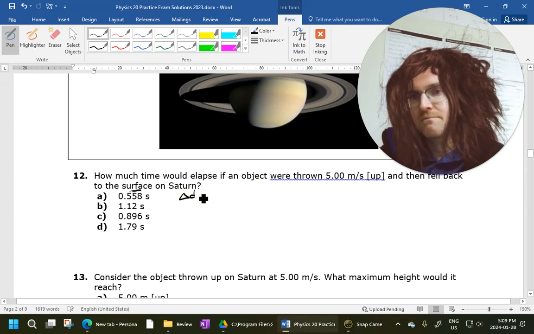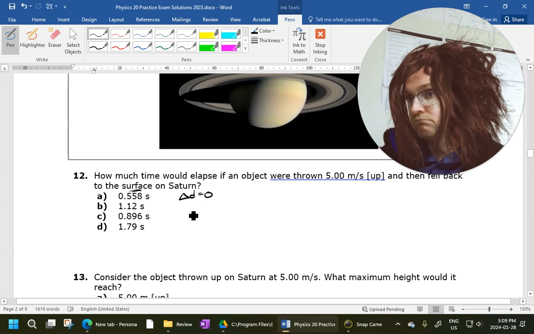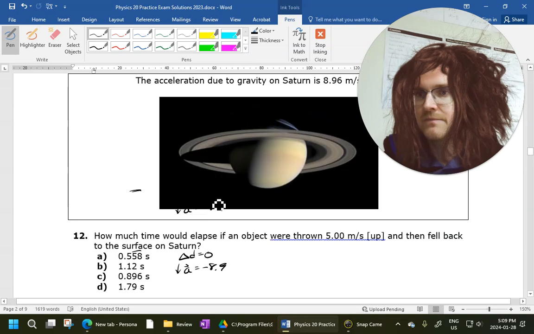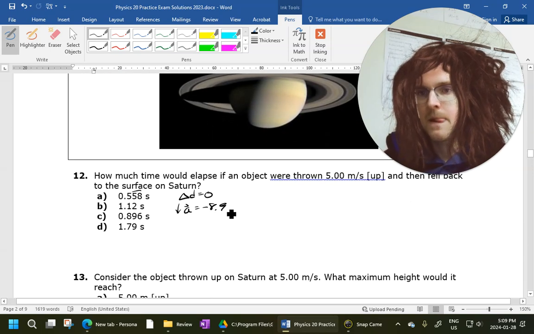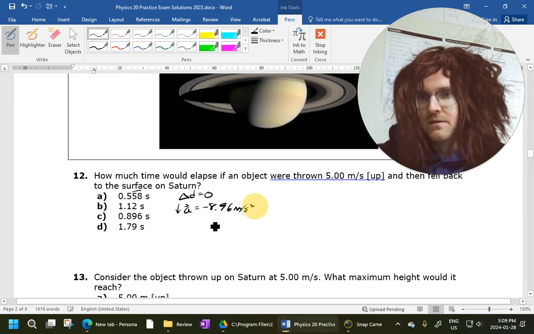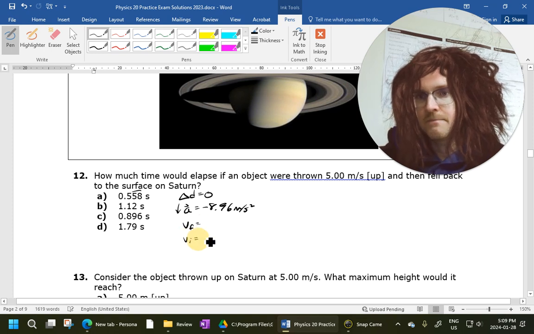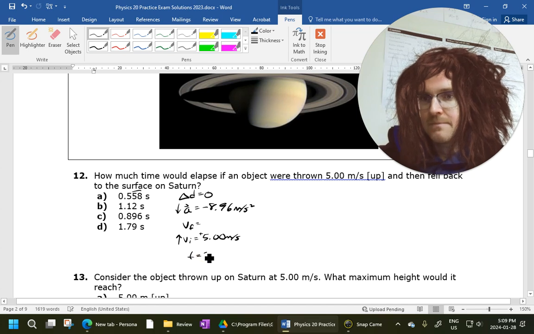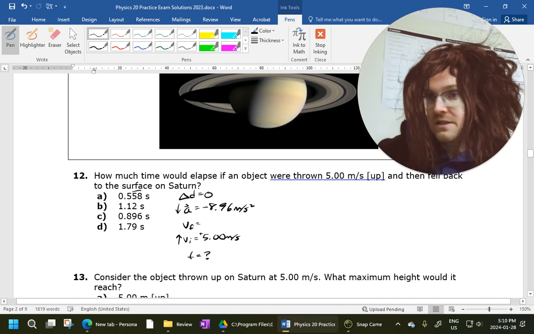Let's just say that d is 0, right? The acceleration, which we know is downwards, that's negative 8.96. What else do we know? Vi, sorry, is 5.00 meters per second upwards. Okay, so that's why that's a positive number. And we're trying to find time, right? So I can use d is equal to 0.